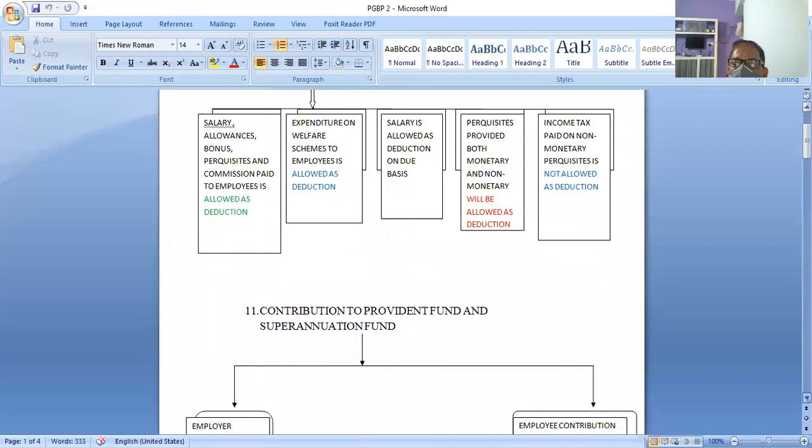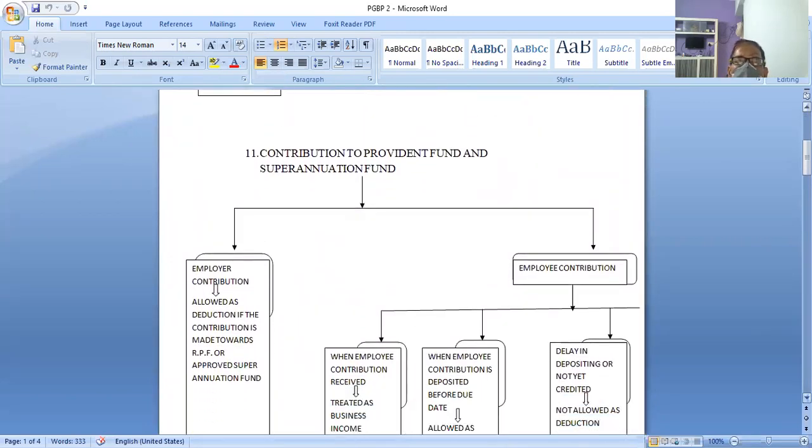Next is contribution to provident fund. What is provident fund? If you join any company or organization, you have to contribute some percentage of your salary, and the same percentage should be contributed by the employer. Both clubbed together will be deposited in the employees provident fund scheme managed by the central government, and after your retirement, you will get that amount plus interest. That is called provident fund. Now there are two types of provident fund: superannuation fund and normal provident fund.